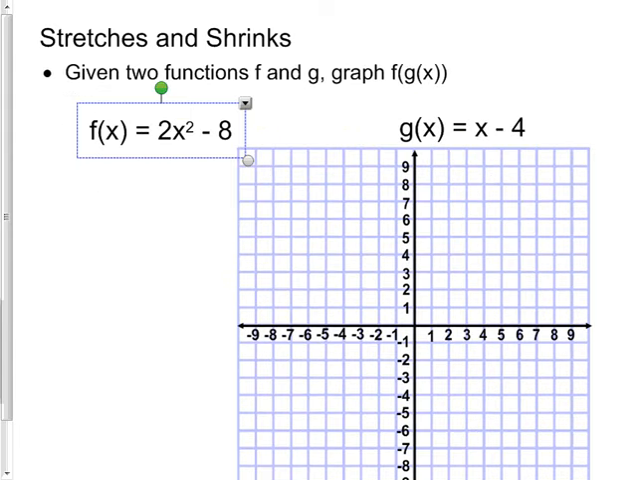Here's 2 functions, f of x and g of x. Graph f of g of x. Well, it sounds complicated, but it's really not that bad. Just stick the one function into the other function. You know what the new function is. And then just do a quick sketch of this thing. I don't want to spend too much time on it.